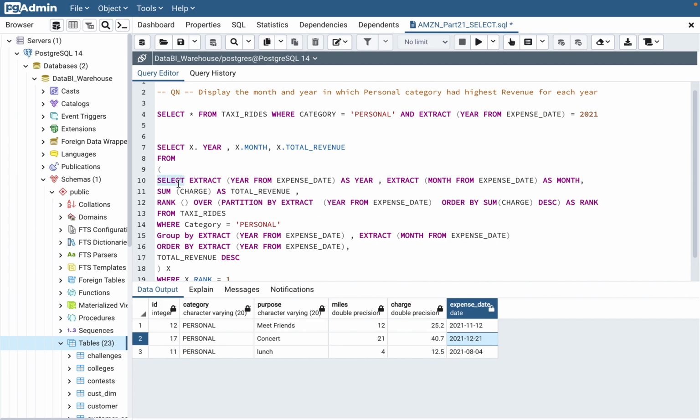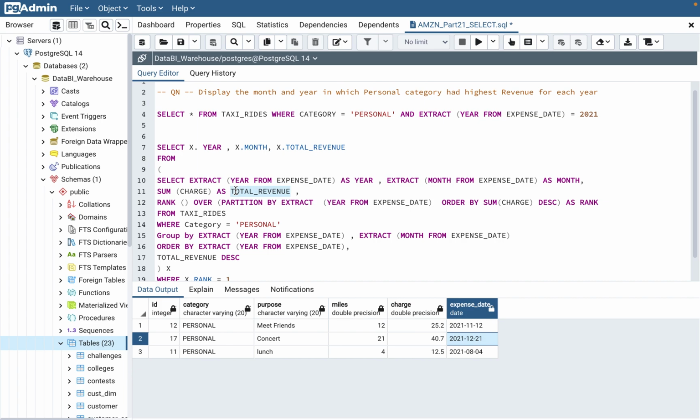So here, we need to write a subquery. Select extract year from expense date, extract month from expense date, because that's what they are asking us to display. Then you will need to write a sum of revenue, because you need to sum up the data at a year and a month level. Because like you saw, there were two rides in 1 month.